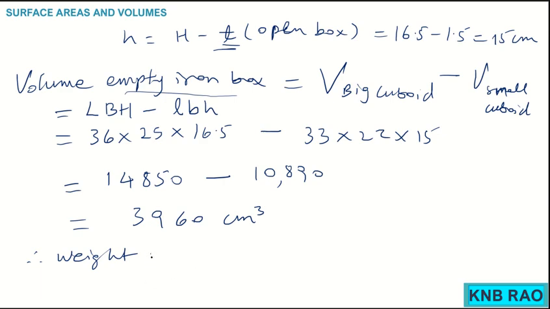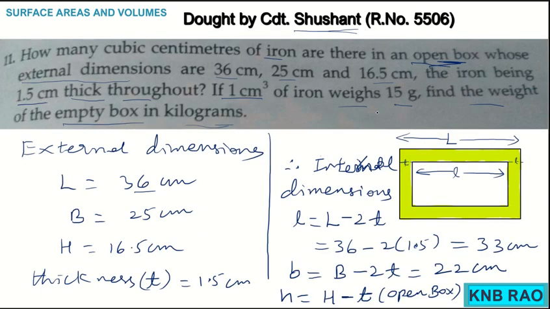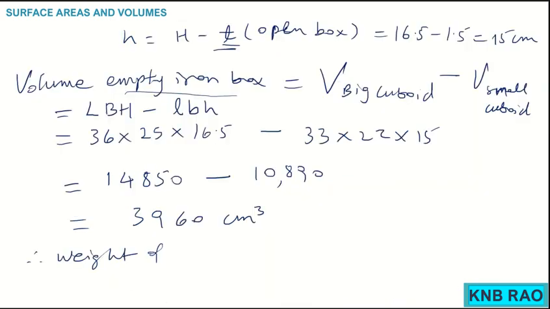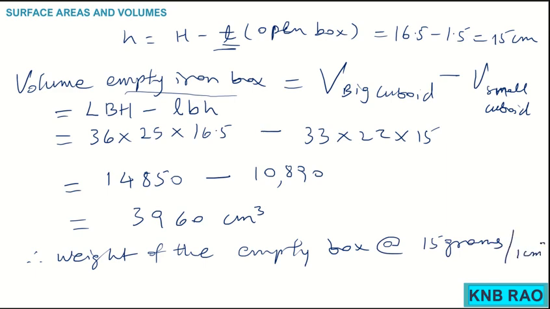Now, we will go for solving another part of the question. Another part of the question is regarding weight. Iron's weight is 15 grams per centimeter cube. Now, find the weight of the empty box. So, the weight of the empty box at 15 grams per 1 centimeter cube will be 3,960 centimeter cube, already it is there, into 15 grams.